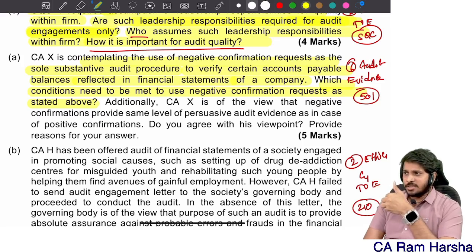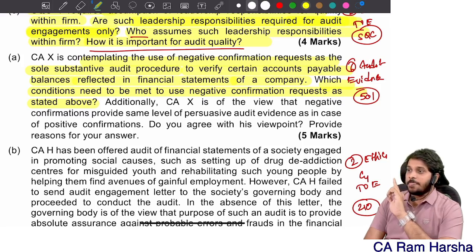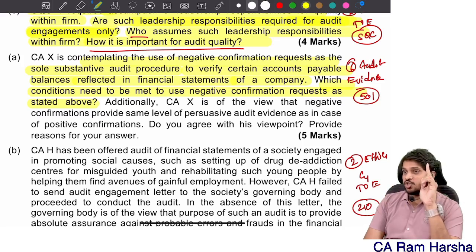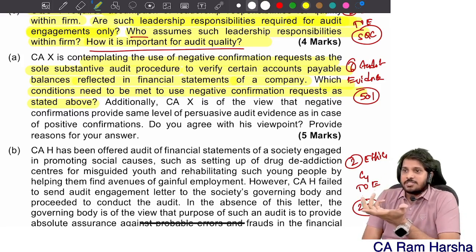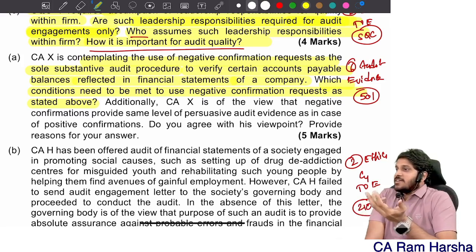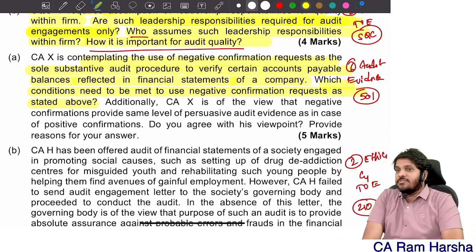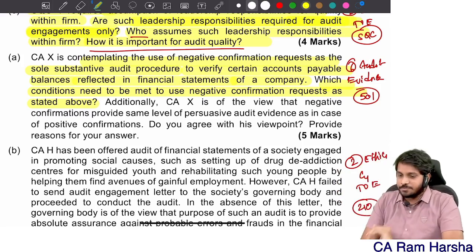First, the balances are high in volume, and immaterial. Yes or no? They are immaterial. Second, the exception rate expected is low, the risk assessed is low, and the chance of non-response from the third party is low. The auditor is not aware of any circumstances in which the third party will disregard the confirmation request. If all these 4 conditions are present, a negative confirmation request can be used as a sole substantive procedure.